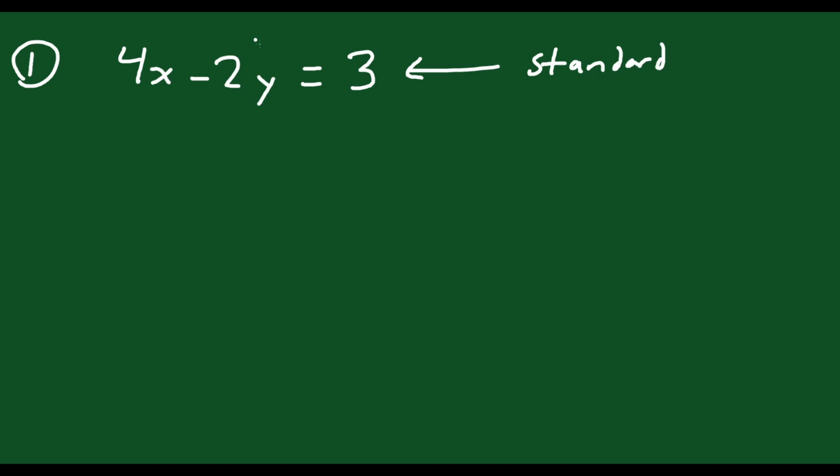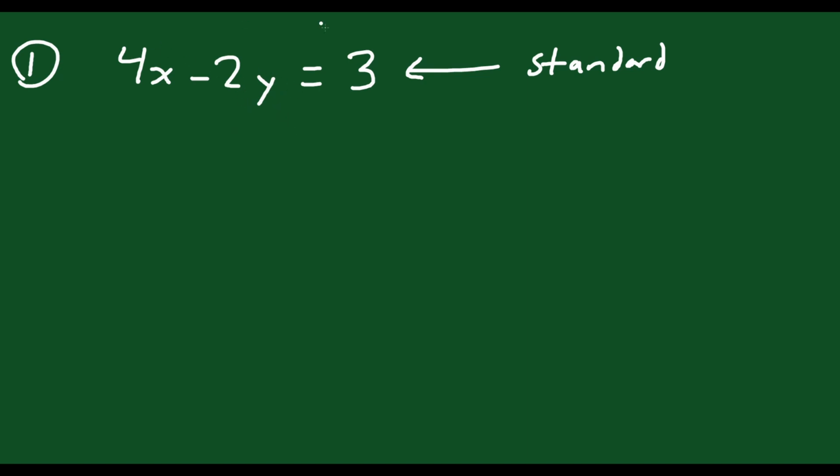Number one, let's say I have 4x minus 2y equals 3. So this is in standard form. It's something x plus something y, in this case it's negative 2y, equals some number, in this case it's 3. So what if I want to put this into slope y-intercept form? Well, if you recall, slope y-intercept form is y equals a bunch of things, right? So the y has to be by itself. So let's isolate for y.